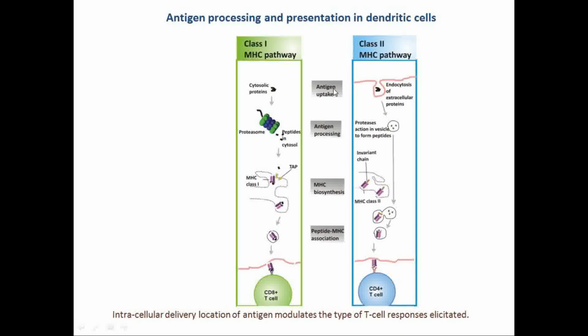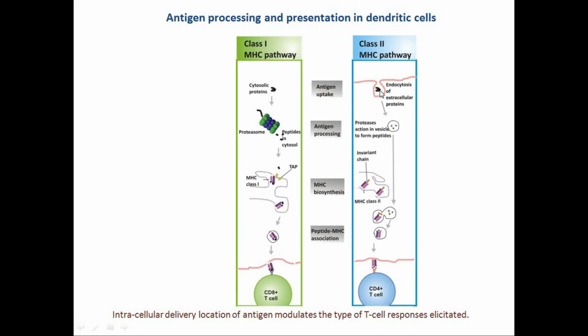Once it is inside your dendritic cells, your antigen processing as well as presentation matters. There we can consider two pathways. Based upon the location of your antigenic proteins, the final T cell response is going to vary. If your antigen in the form of proteins is present in the cytoplasm, it is processed by the proteasomes and converted into peptides. Those peptides are taken up by MHC class 1 components present in the endoplasmic reticulum, and then it is going to activate your cytotoxic T cells.